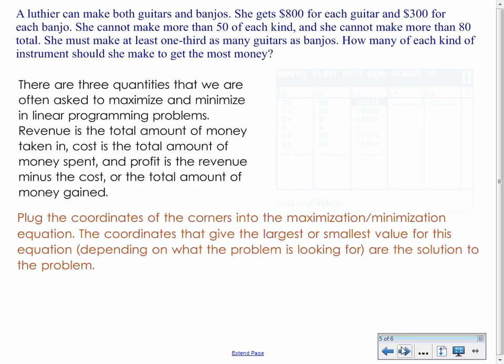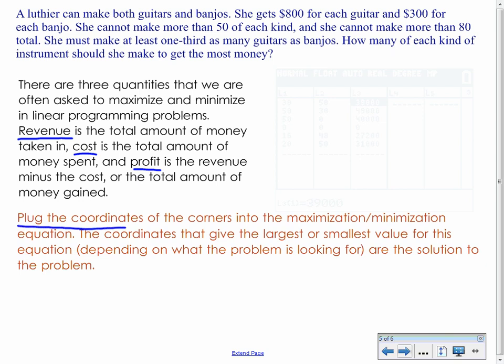So now we're at the spot where there are three quantities that we're asked to maximize and minimize. And this is just the background. Revenue is the total amount of money taken in, just a definition. Cost is the total amount of money spent, and profit is the revenue minus the cost. All right. In this case, we simplified it, and we're just talking about the $800 and the $300 as the profit. So this is our last step in this long problem.